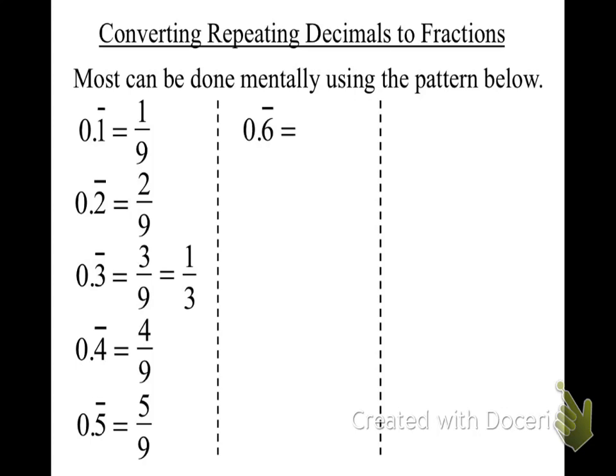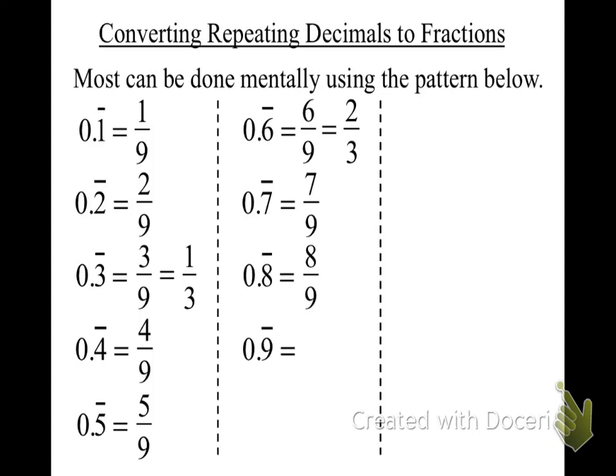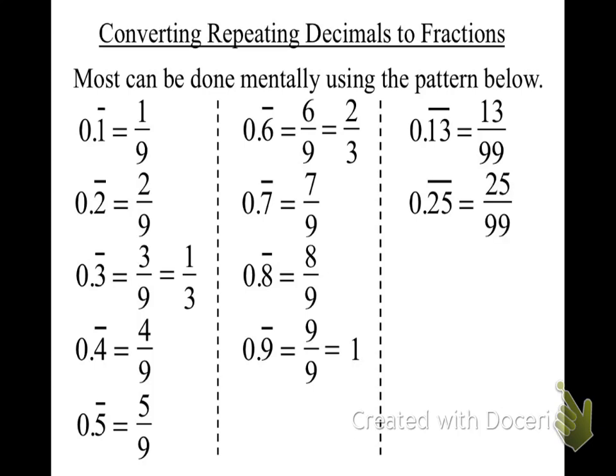Then 6/9. 6/9 can be reduced to 2/3. Next, it would be 7/9, 8/9, and then 9/9, which reduces to 1. Now, if you have more than one digit repeated, then it goes over more than one 9. 2 digits repeated, 2 9s. The one thing you have to remember here is sometimes you have to simplify. Make sure that gets done.